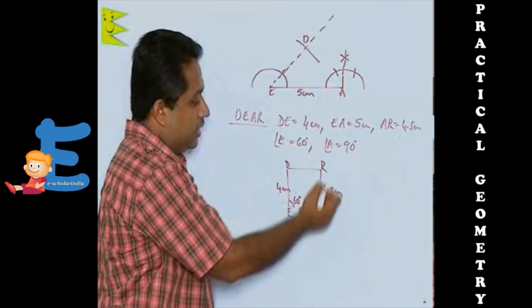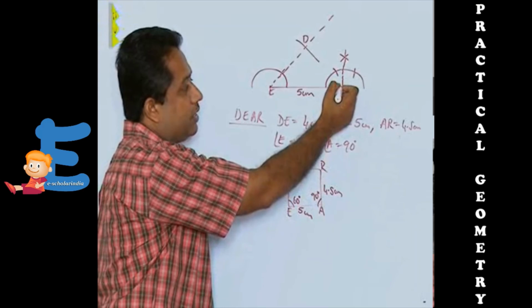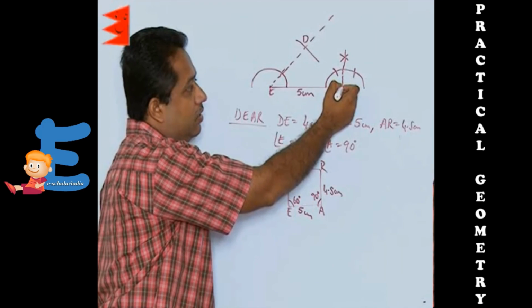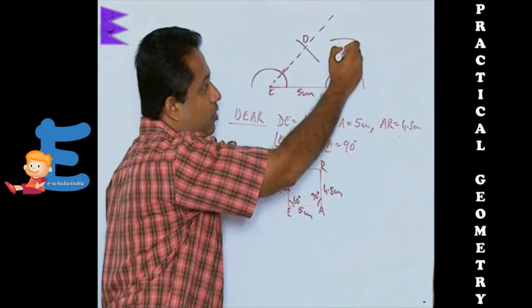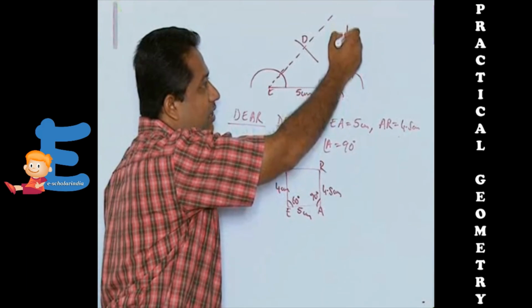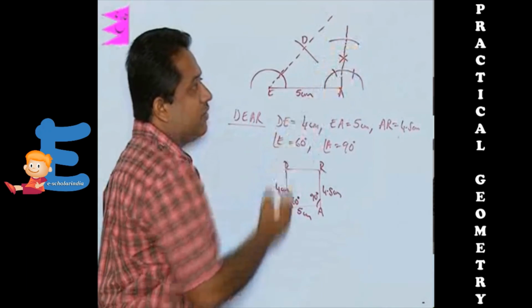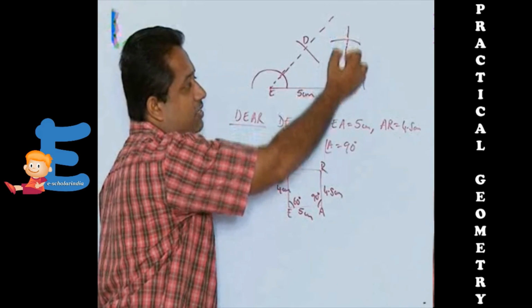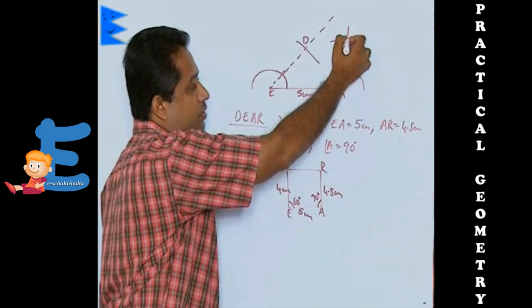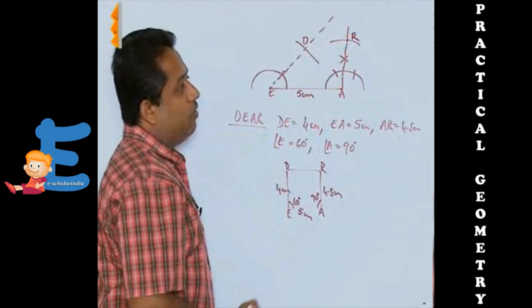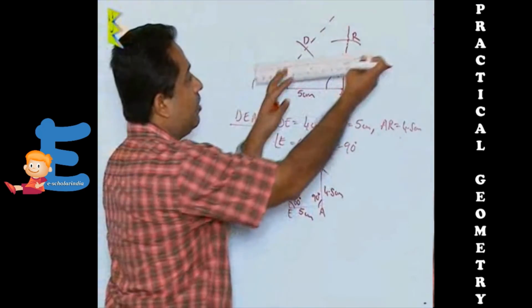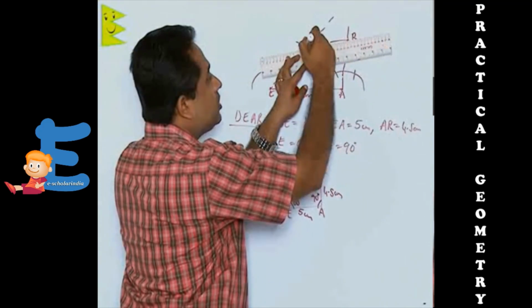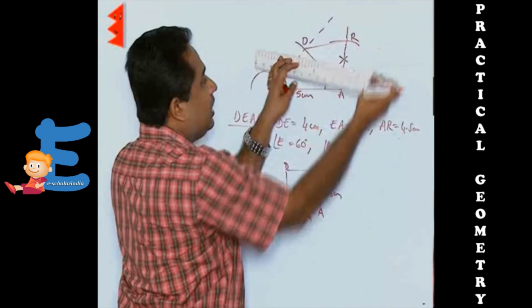Repeat the procedure here. This is given 4.5 centimeter. So from A, take a radius of 4.5 centimeter, cut an arc. You can extend this line till these 2 points are going to intersect. So this is the arc and this is the line. The intersection point is going to be R. Now we can join D to R with the help of a scale. So this becomes our required quadrilateral.